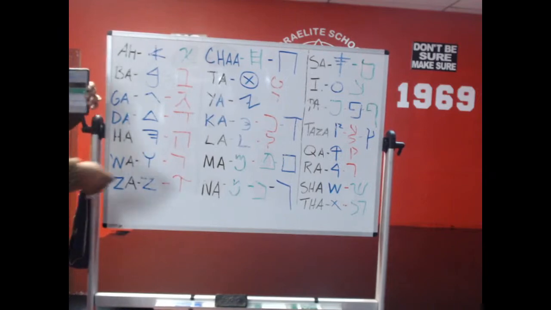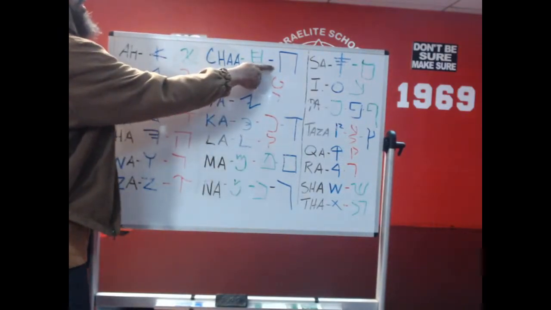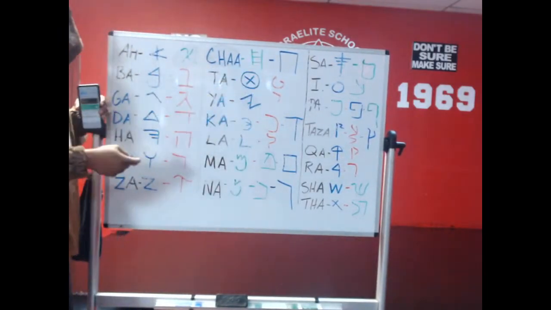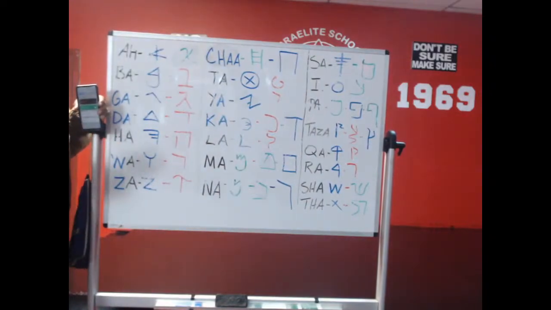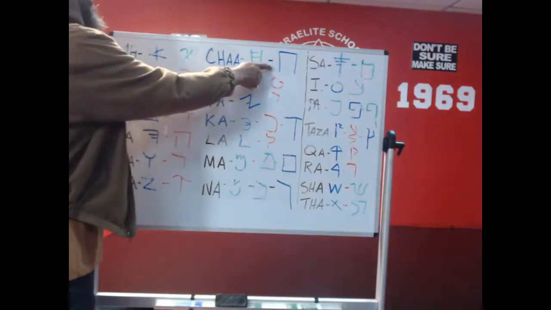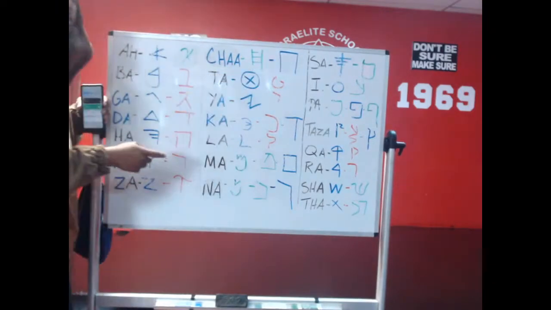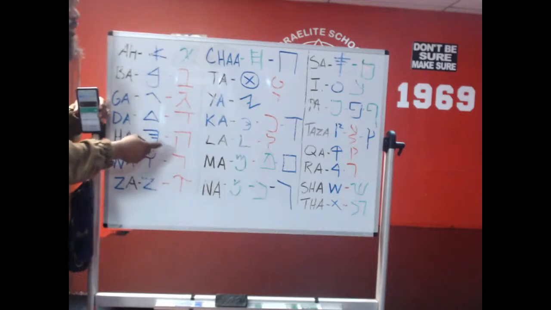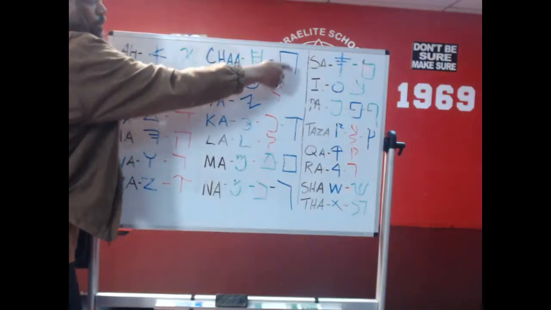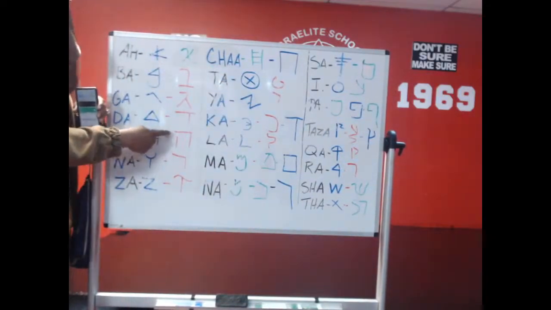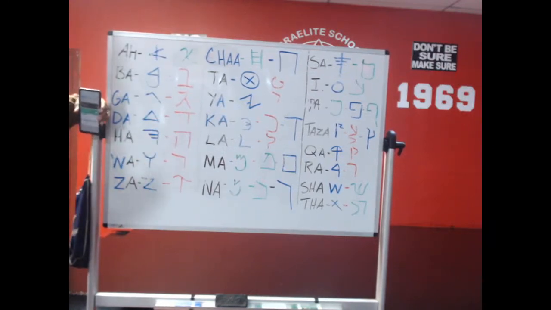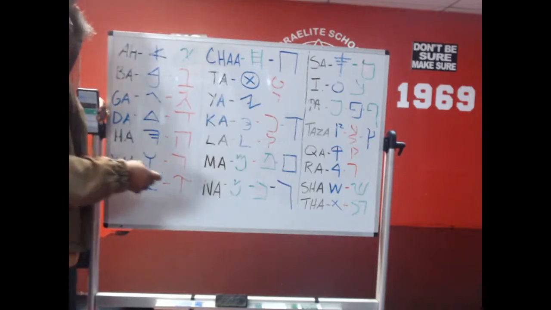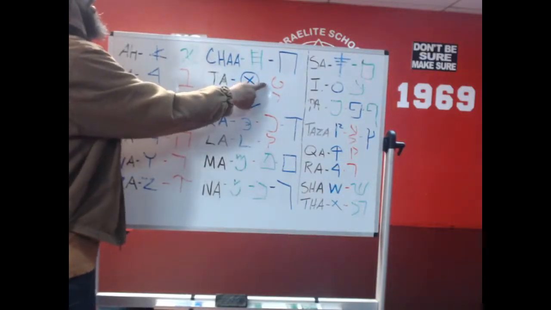Then next we have Ka. Now when you look at Ka, it's going to look like a staple. But also remember, there's a difference between Ka and Ha. Now we can take a look. Ka is just straight lines. Ha is going to have a space at the top. Next we have Ta.